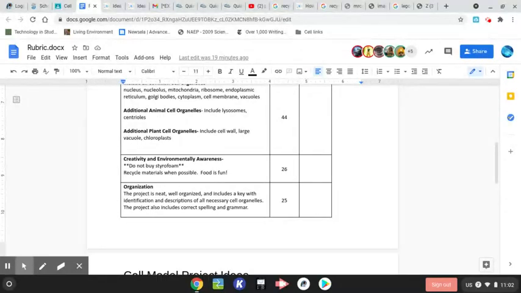I want this to be fun. I want it to be easy. I want it to achieve its goal, which is to get you to understand the organelles in another way. Making a model will be helpful in that.